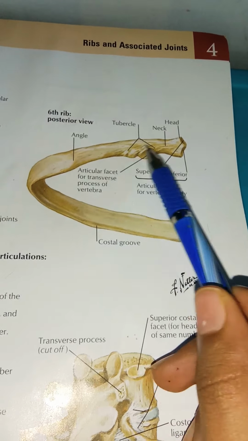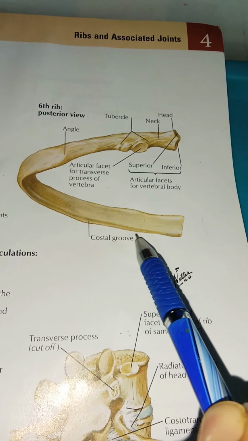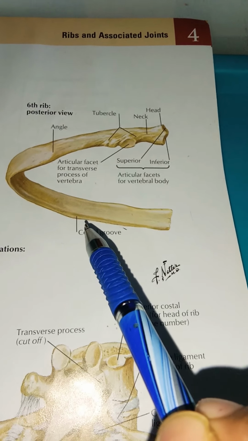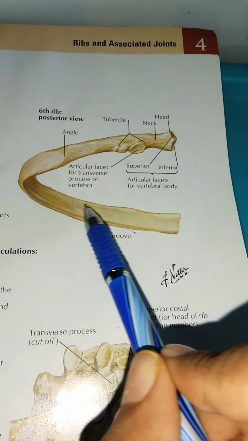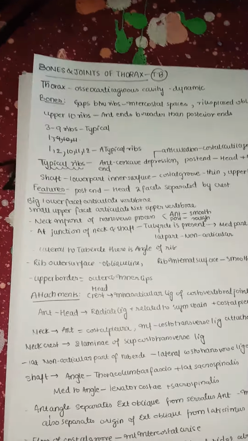But on this side, if you see, this is the upper border and this will be the lower border. In the lower border you will have the costal groove. This costal groove is very thin, but you can see its upper border is somewhat rounded. So that is what is here. And we also have different features. Now let us see the features of a rib.